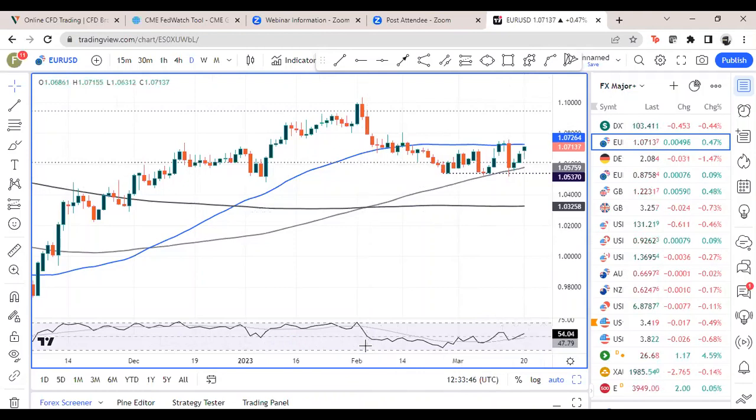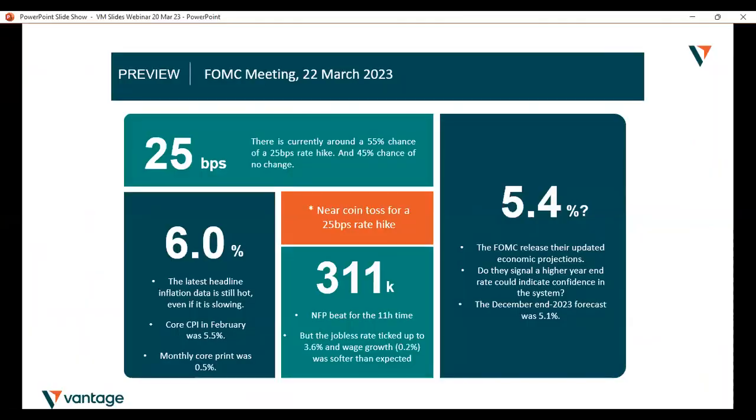Okay, let's go to the Fed next, obviously the main event. You can see we've got a graphic here. I was going to show you the CME FedWatch, but in fact, let's just go to that briefly. If you can bear with me one second.